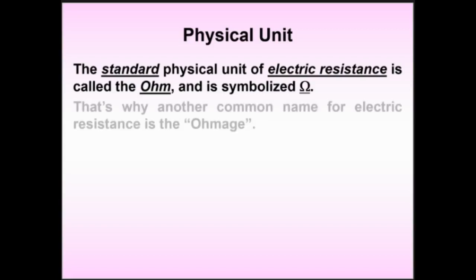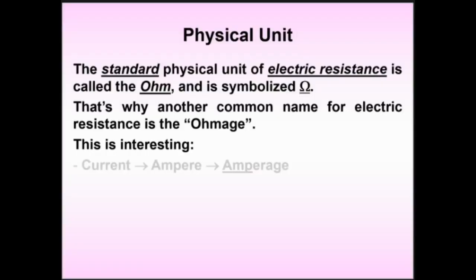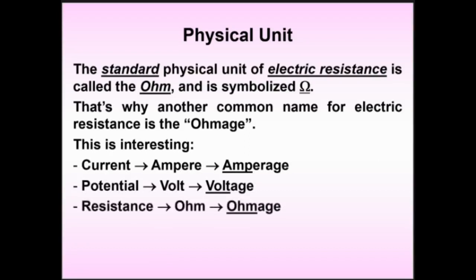Omega. That's why another name is ohmage. So remember now: voltage from volts, amperage from amperes, ohmage from ohms. Current is measured in ampere, and another name is amperage. Potential is measured in volts, and it's called voltage. Resistance is measured in ohm, and it's called ohmage. I just find it an easy way to remember.